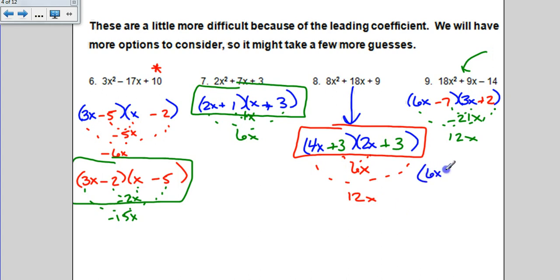So the answer is really 6x plus 7 and 3x minus 2. And that's the correct answer for that factoring problem.